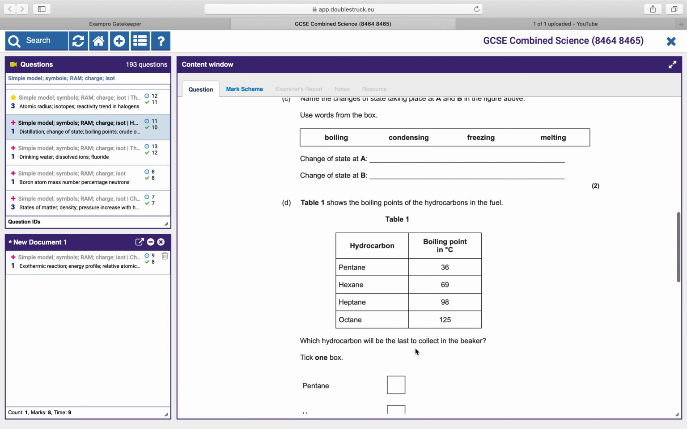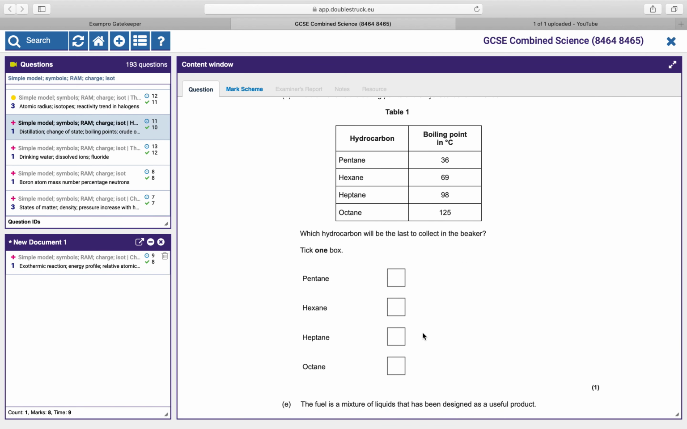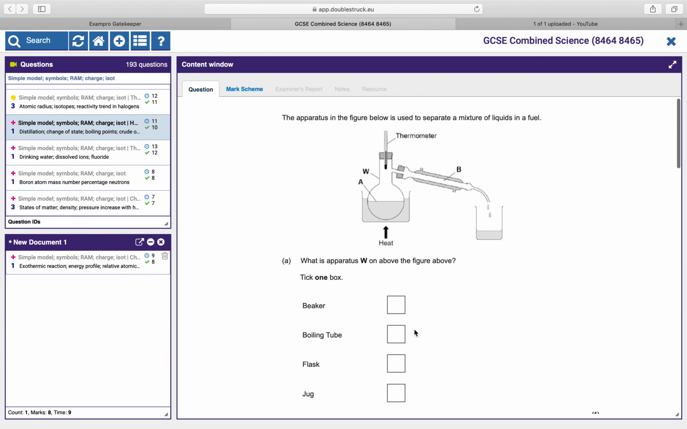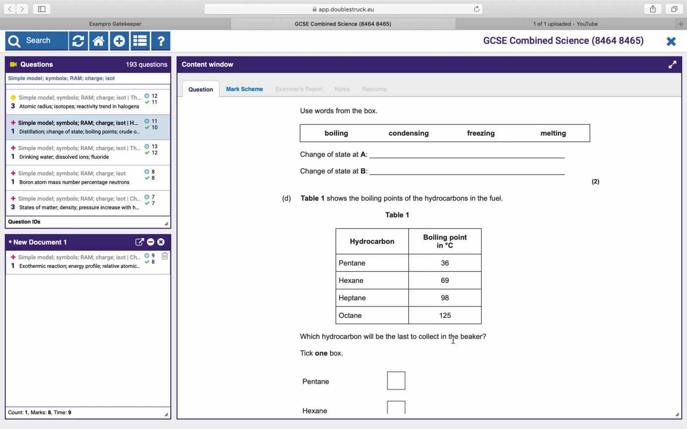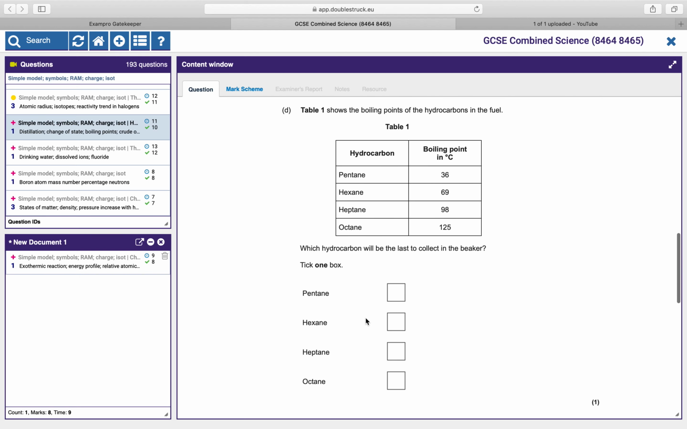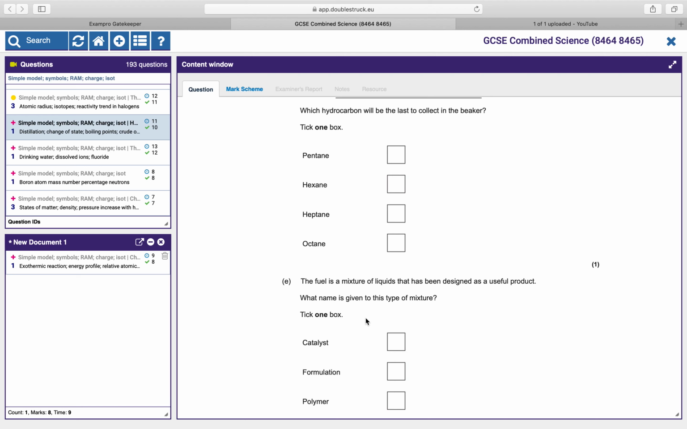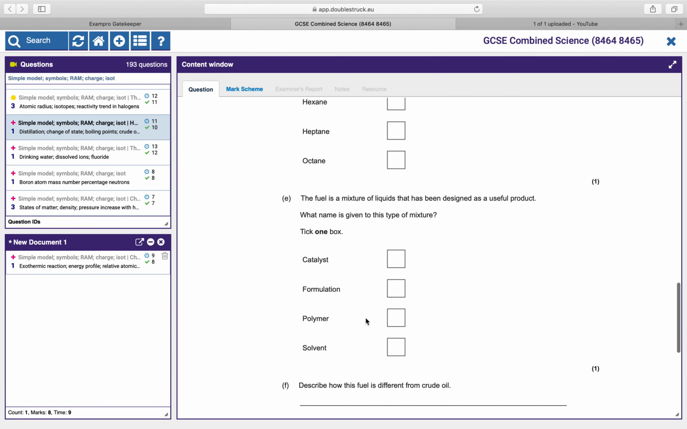Table 1 states the boiling points of hydrocarbons in the fuel. Which hydrocarbon will be the last to collect in the beaker? Okay, so if we're doing distillation, the last to collect in the beaker would be the one that requires the highest boiling point. Think about this. It requires the highest boiling point to actually evaporate. It needs to be heated the longest, it needs to be in there the longest. So what is going to remain in there the longest? It's going to be the one with the highest boiling point. That's octane. And this is a trend that you'll notice: the more carbons you've got in this longer chain, the higher the boiling point. That's a story for another day.